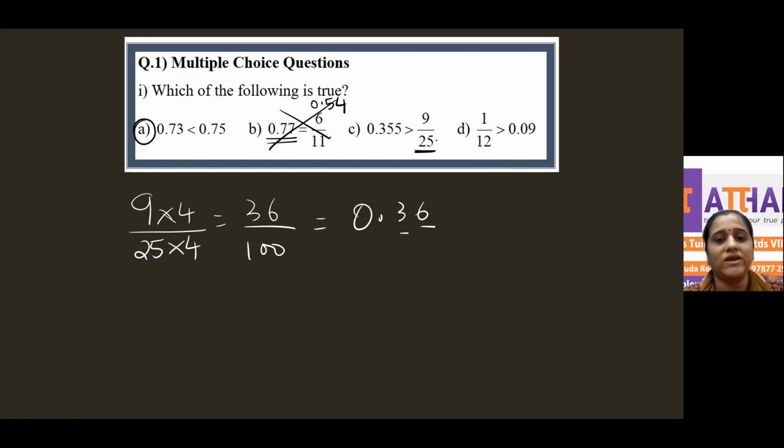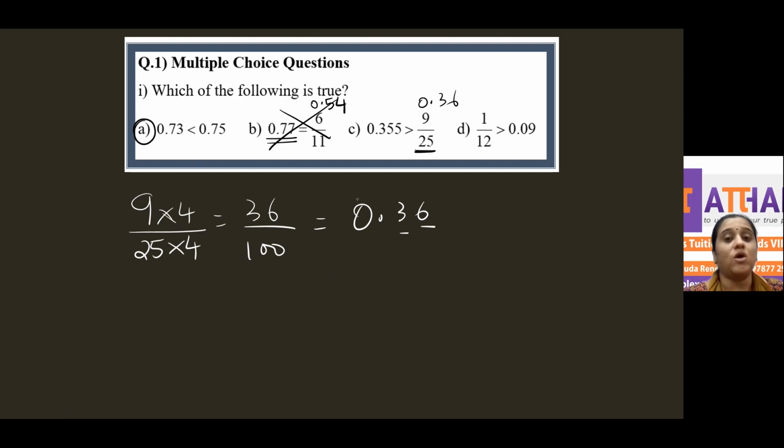So this one is 0.36. Even if you divide 9 by 25, you'll get the same answer. But this is easier and faster. What should you do? Multiply and divide by 4. 9 into 4, 25 into 4 is 36 by 100, which is 0.36.